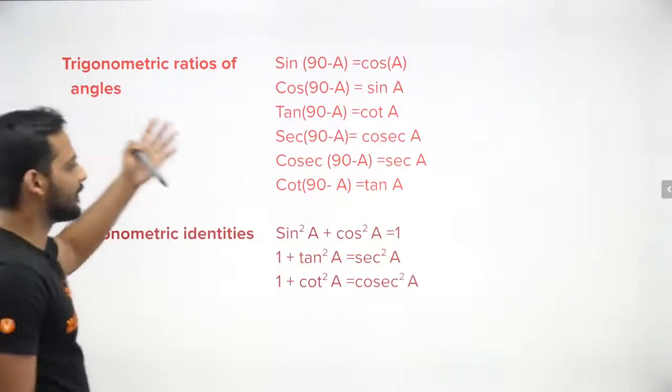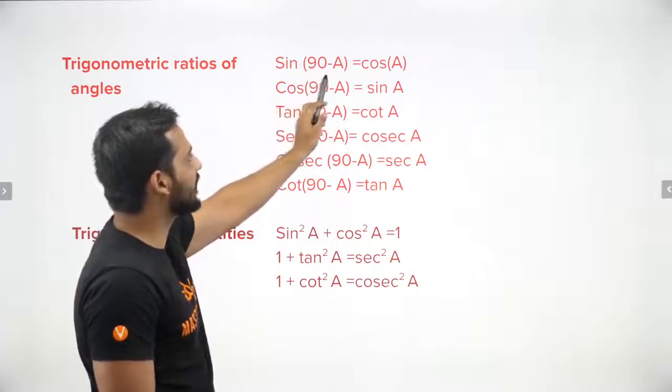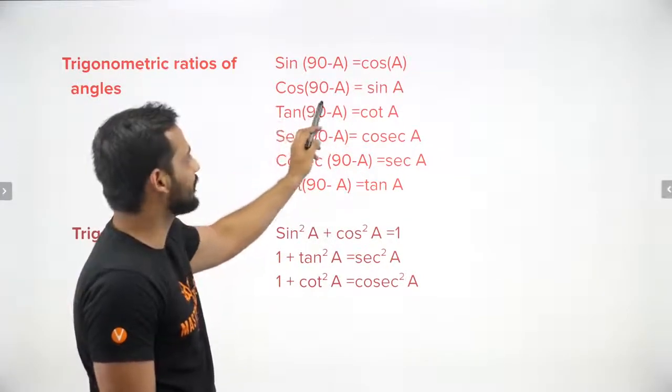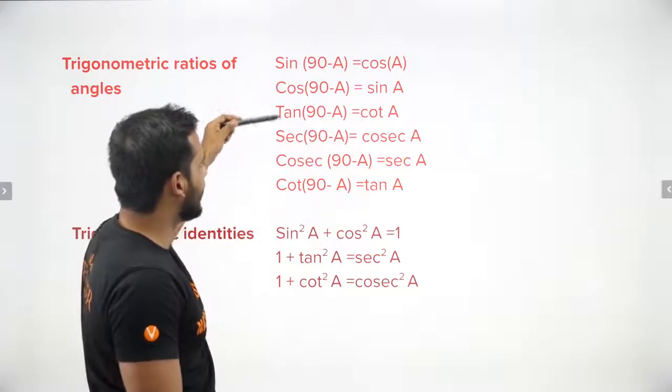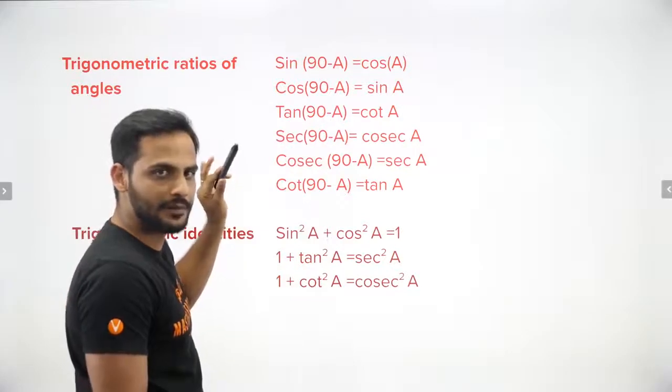Then these are called the complementary relations. Sine and cos are a complementary pair. That means sine of 90 minus theta will be cos theta, and cos of 90 minus theta will be sine theta. Similarly, tan and cot are a complementary pair, and sec and cosec are a complementary pair.